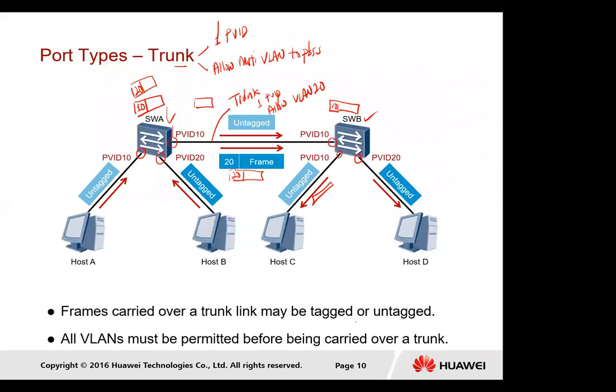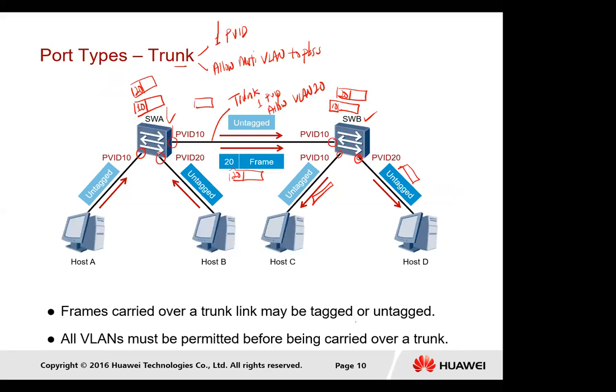Okay. When switch 2 receives it, it receives the 20. Then we'll check outbound, who untags VLAN 20? Okay, this port, PVID 20, I untag. So I send a normal frame. So you can see the difference between the access interface and a trunk interface.